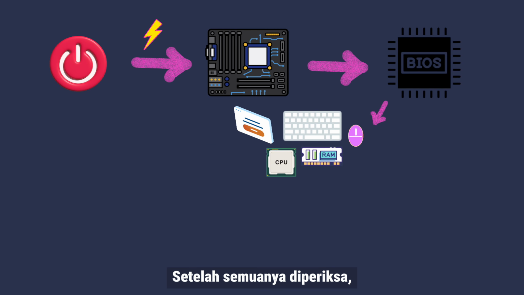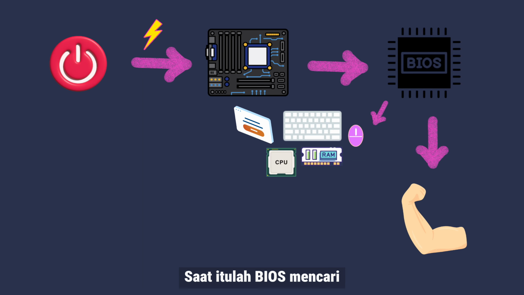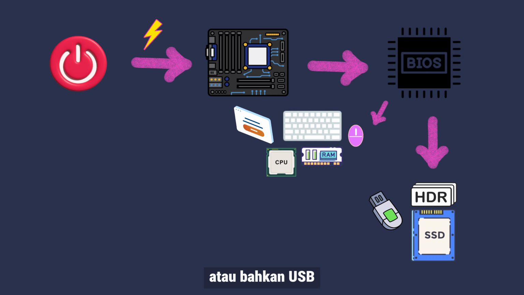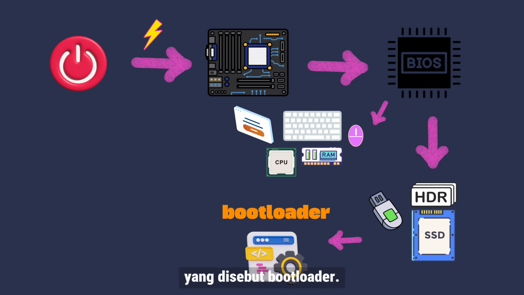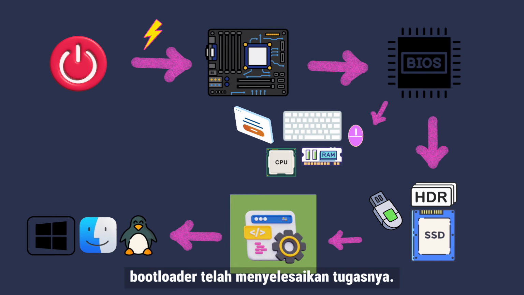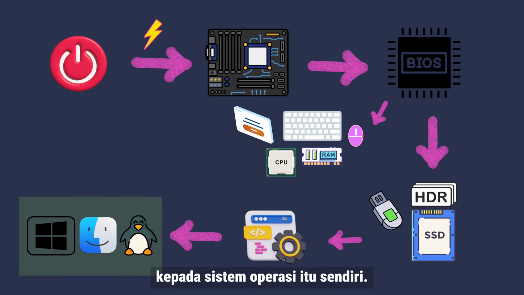Once everything checks out, BIOS needs to find something more powerful to take over. That's when it looks for a boot device, like your hard drive, SSD, or even a USB stick. On that device is a special tiny program called the bootloader. This bootloader is the bridge between your hard drive and the operating system, Windows, macOS, or Linux. At this stage, the bootloader has done its job. It has found your operating system and has prepared everything it needs to start running. Now it hands over control to the operating system itself.